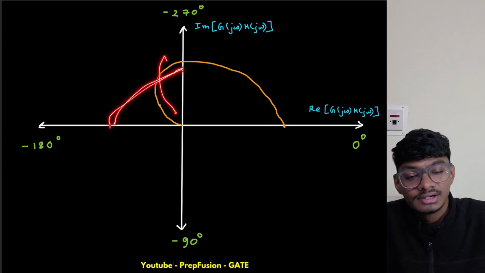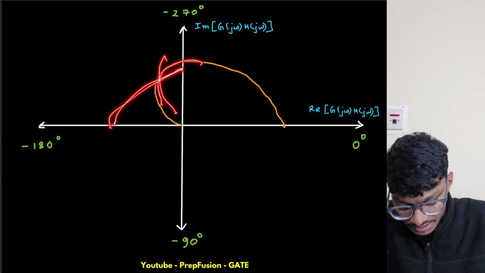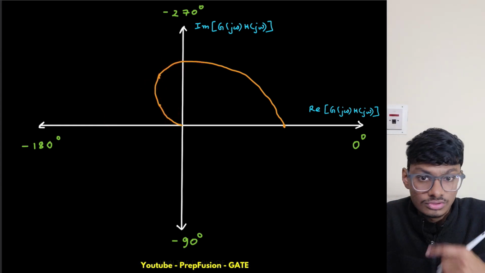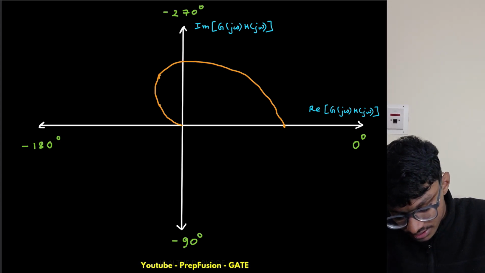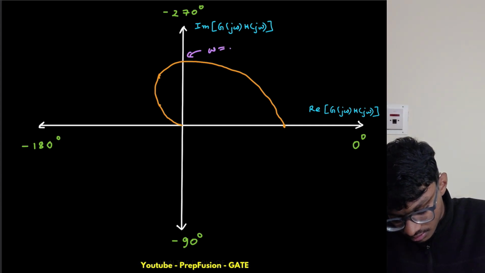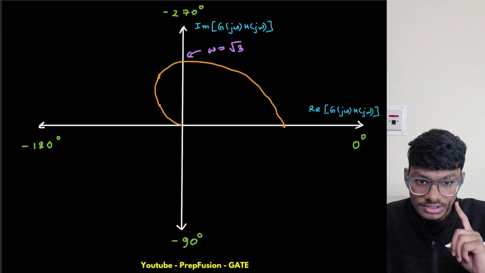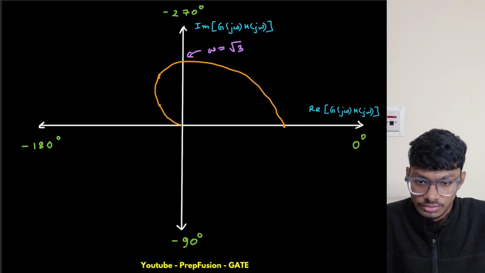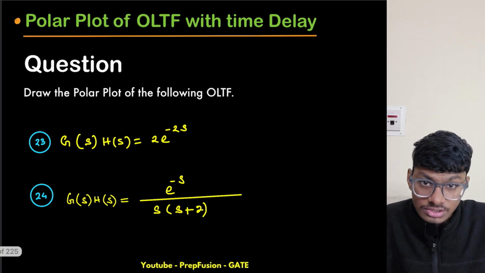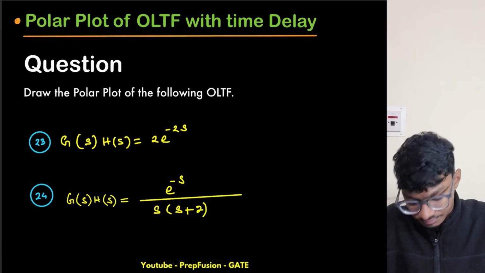If it ends here, then it is 180 degrees. If it's ending here, then it is 90 degrees. You just have to understand this one. At this point, my omega is under root 3. Just a key point to note here. So I will not go further into this, and I will directly jump into the next question, because I don't want to waste much time.